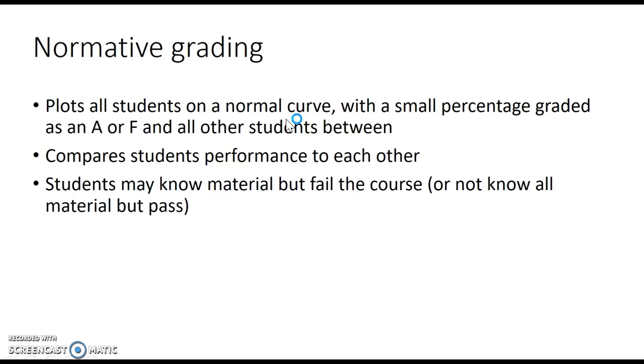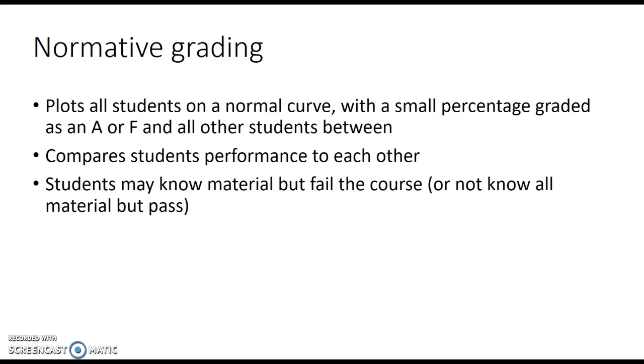So the first one I want to talk about is normative grading. Normative grading is one of those grading types that you hear about but probably haven't seen in your own experience. In normative grading, all students in the class are plotted on a normal curve. This means that the top, say, 5% get an A, the bottom 5% get an F, and the rest of the students, the other 90%, for instance, are going to get somewhere between a B, C, and D.